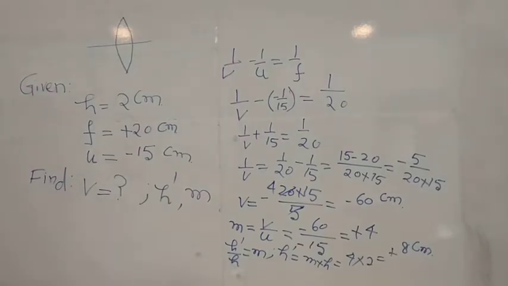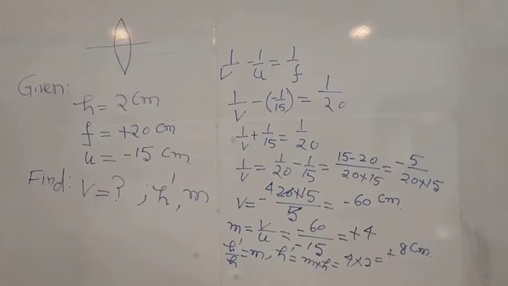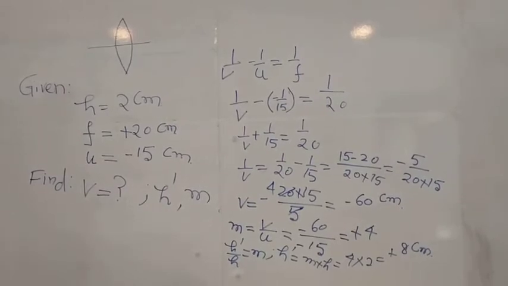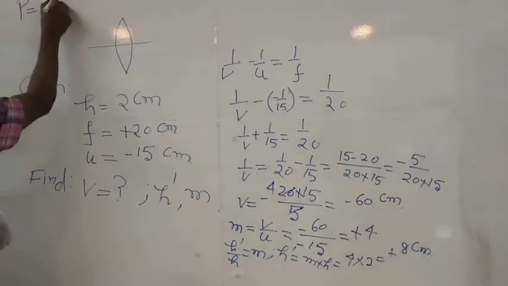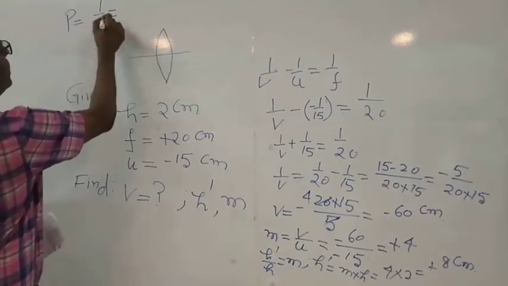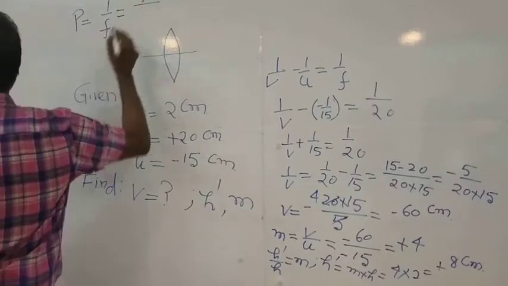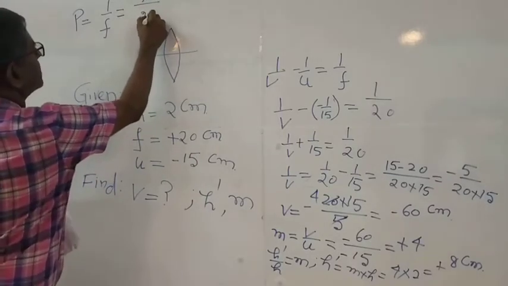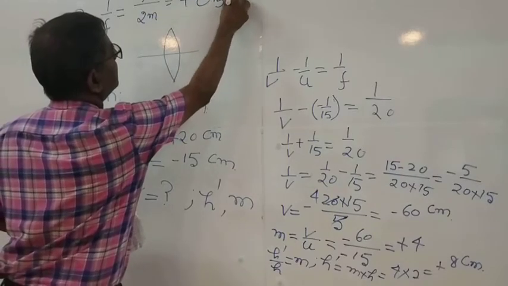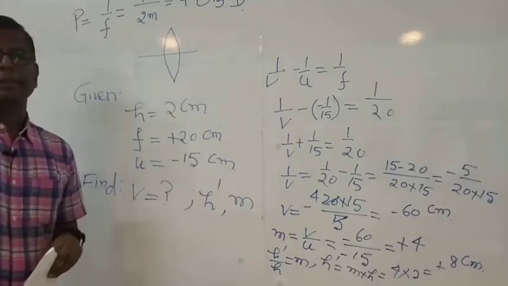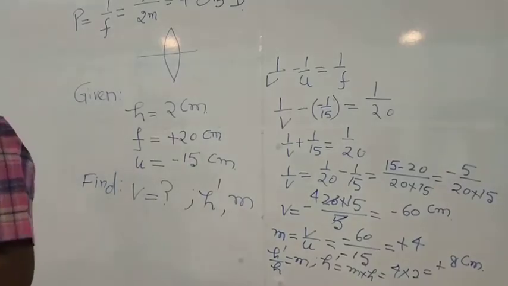Now the next question is, the focal length is given. Find the power of a concave lens of focal length 2 meter. So how do you find out the power? Power is 1 by F. So F is given in meter and this is 2 meter. So this becomes plus 0.5 diopter. So this is how we solve the problem.